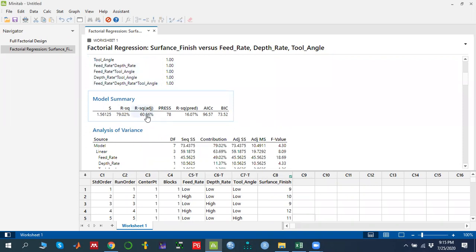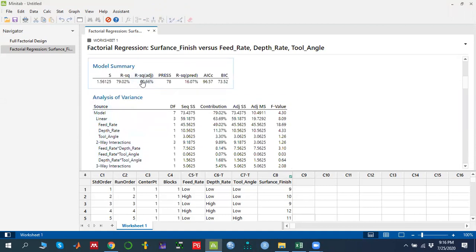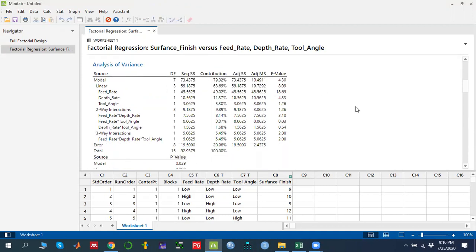All these three factors are able to explain the variation in the surface finish up to approximately 61%. The remaining approximately 39% of the variation is unexplained, or you can say we don't know what factors can explain that variation in the surface finish, right? So right now, this model is able to explain the variation in the surface finish due to the feed rate, depth rate, and tool angle up to approximately 61%. Okay, so one more thing: the higher the R square is, the better the results are, right?